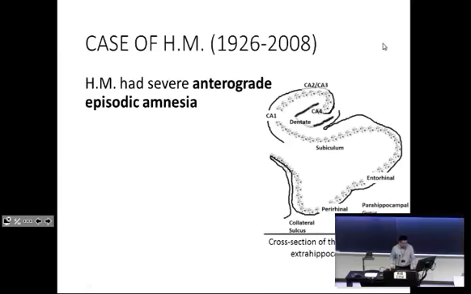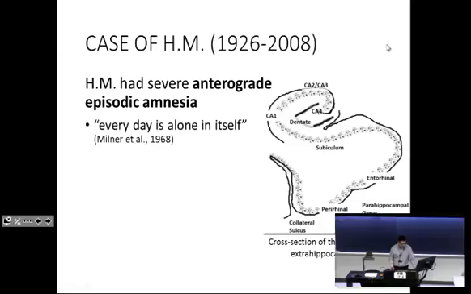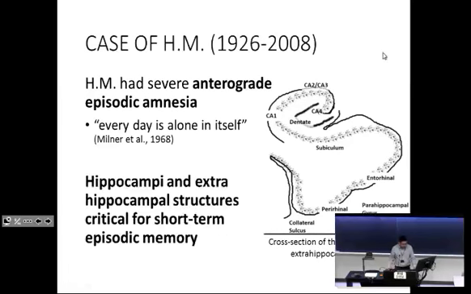The hippocampus is absolutely critical for episodic memory formation. And so when your hippocampus is missing, particularly when both of them are missing, you have essentially total anterograde amnesia. You cannot exist beyond the present. One of the descriptions by Brenda Milner, the neuropsychologist who drove a lot of the investigations in HM, said that every day was sort of alone in itself. The hippocampus and the extrahippocampal structures are absolutely critical for memory. That's what we learned from HM.